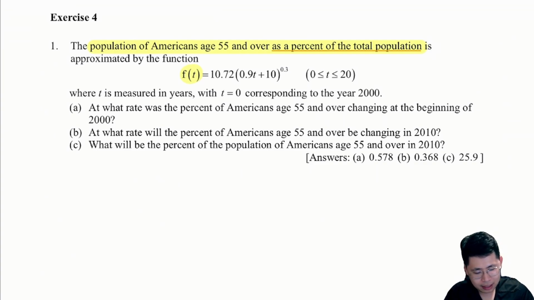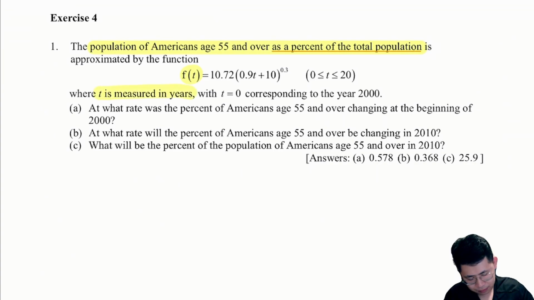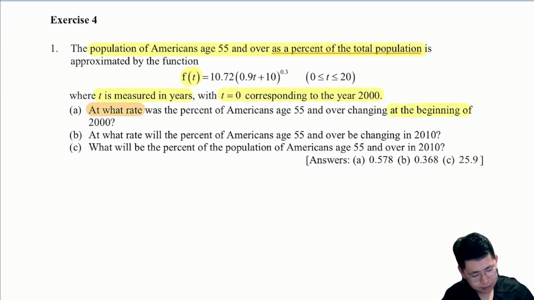And then t over here is measured in years. Okay, and t equals to 0 corresponds to the year 2000. Now over here, let us take a look at the instruction, and they are asking at what rate was the percentage of Americans aged 55 and over changing at the beginning of 2000.